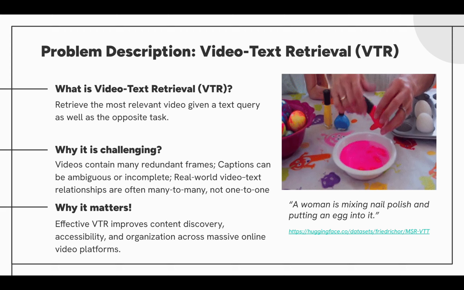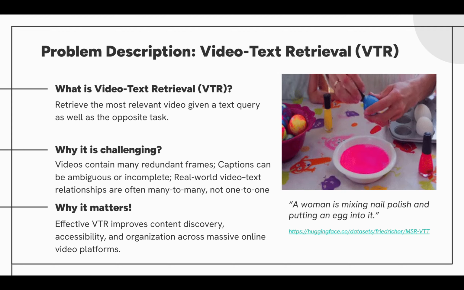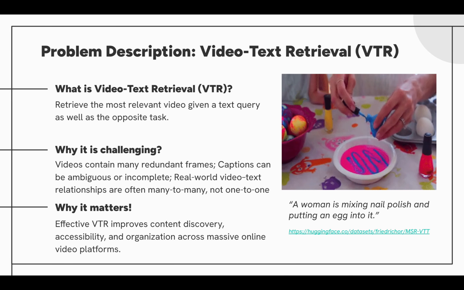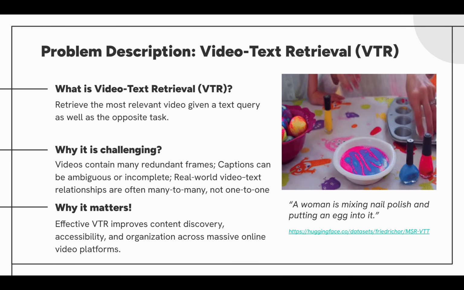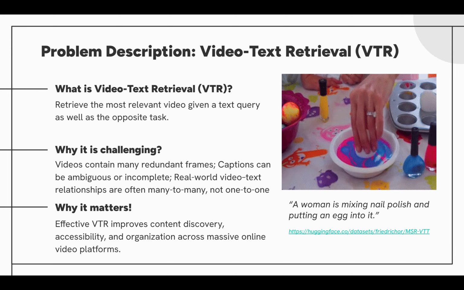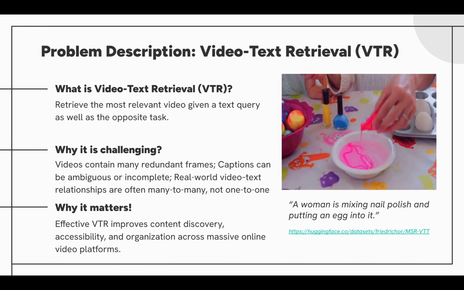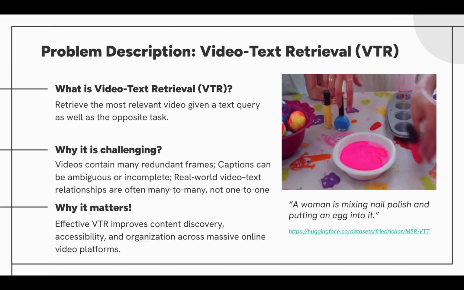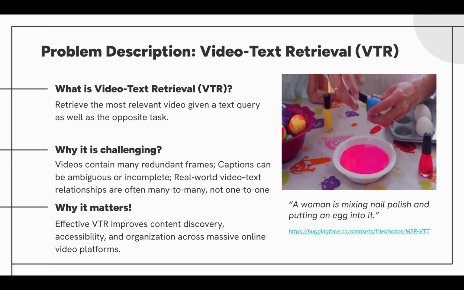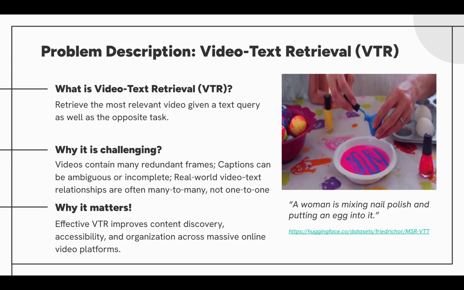opposite task. This task is challenging because videos can contain many redundant frames, some of which aren't even included in the caption. Captions can be ambiguous or incomplete, as well as real-world video-text relationships often being very complicated, such as one video could match to multiple captions or one caption could associate with multiple videos.